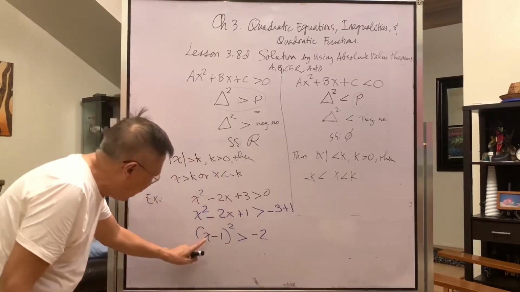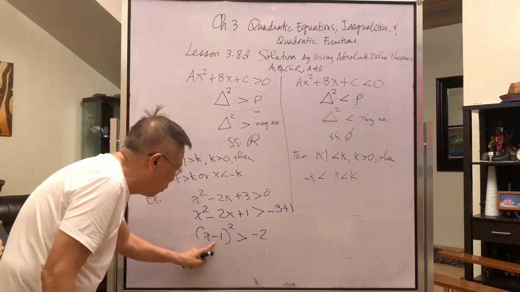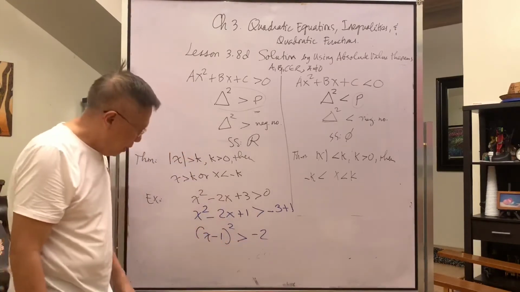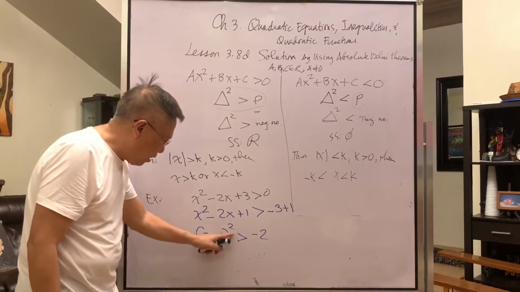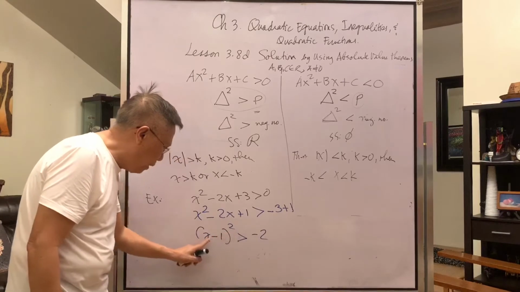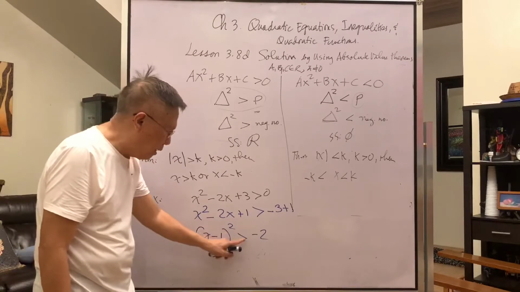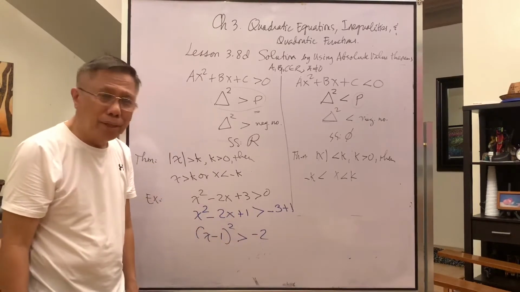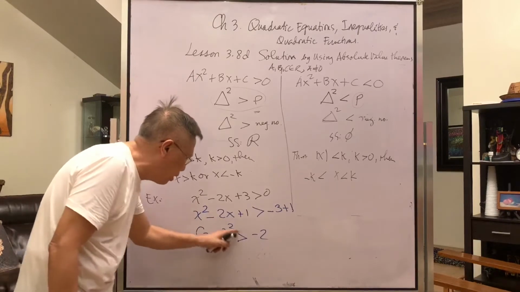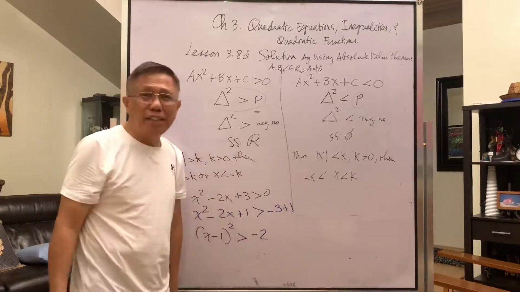So for any x that you will get here, this left hand side will always be greater than a negative number. In fact, the least value for this expression will be 0. That happens when x equals 1. 1 minus 1 is 0. So 0 is still greater than negative 2. And any other x values will make this expression greater than 0, which is greater than a negative number.